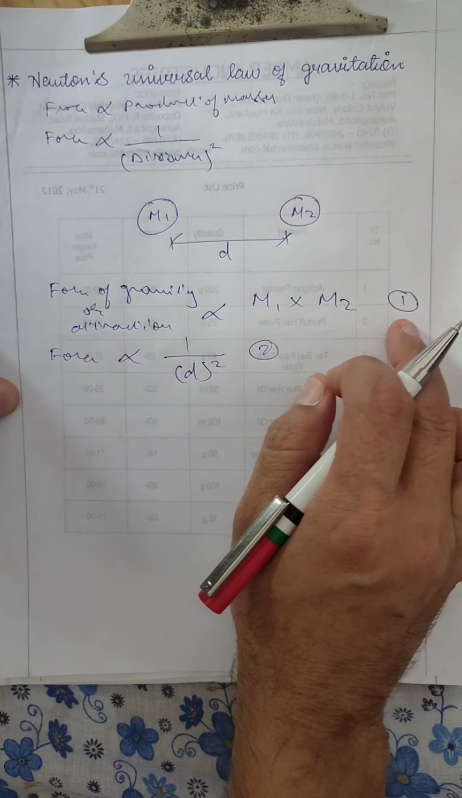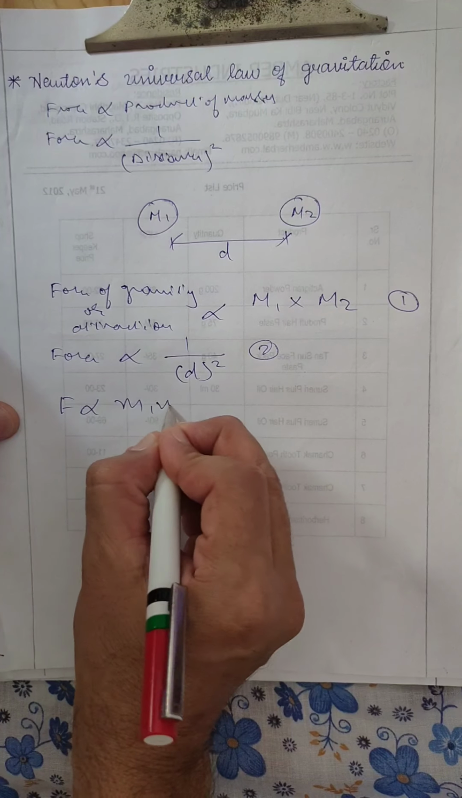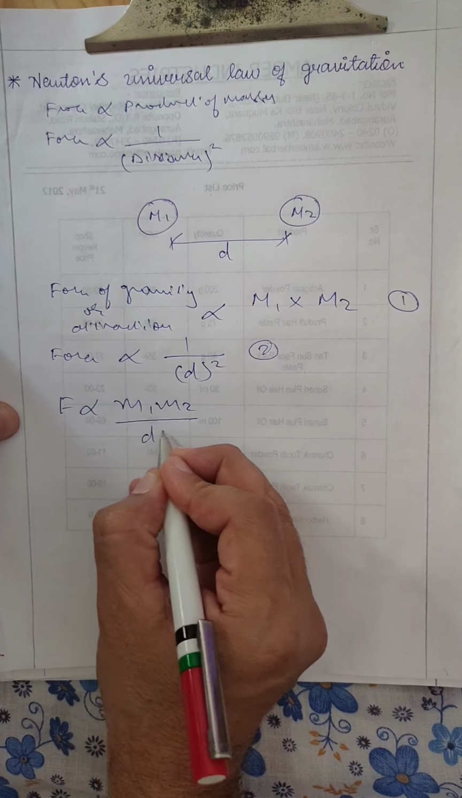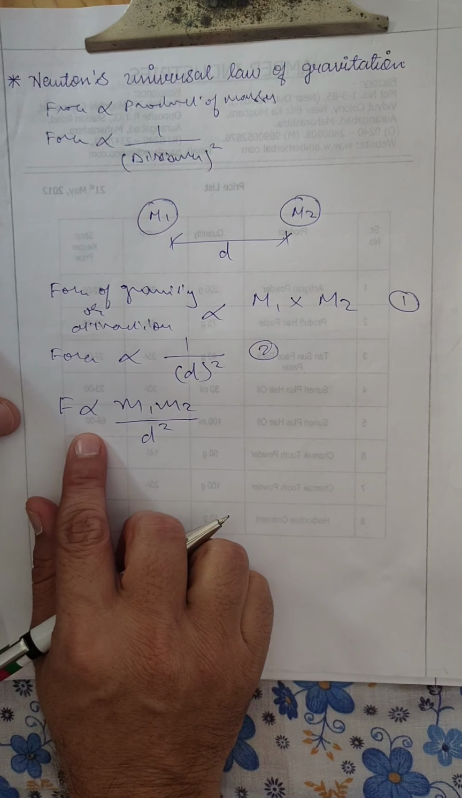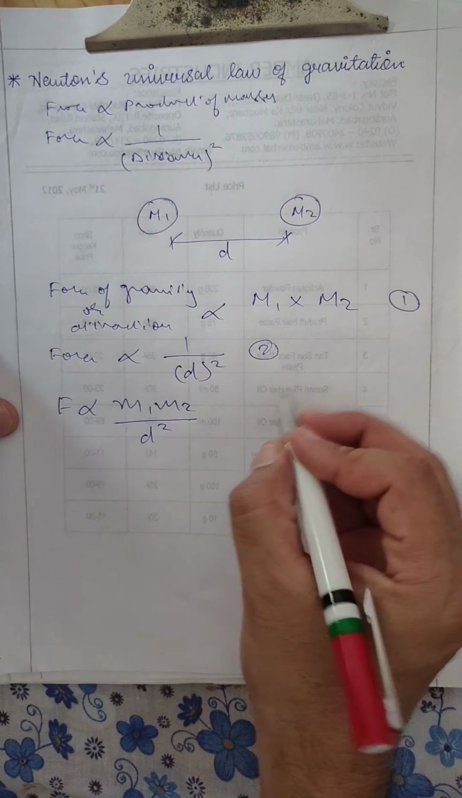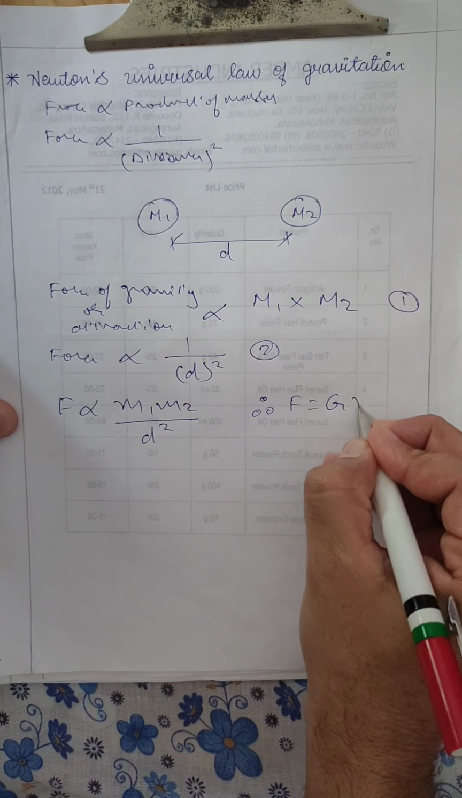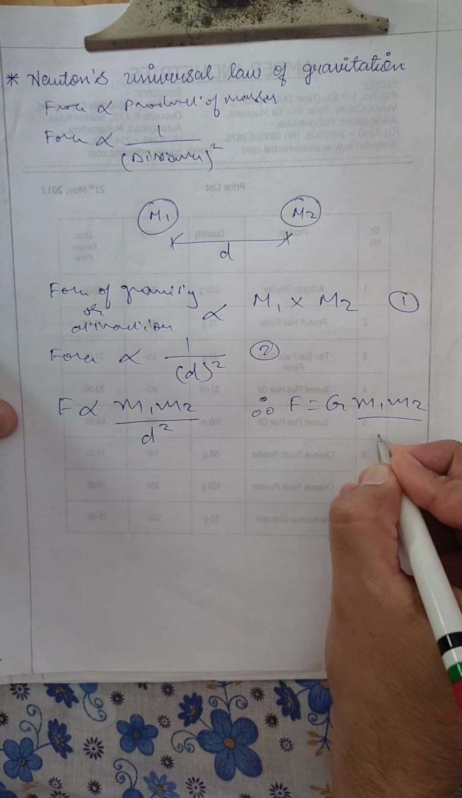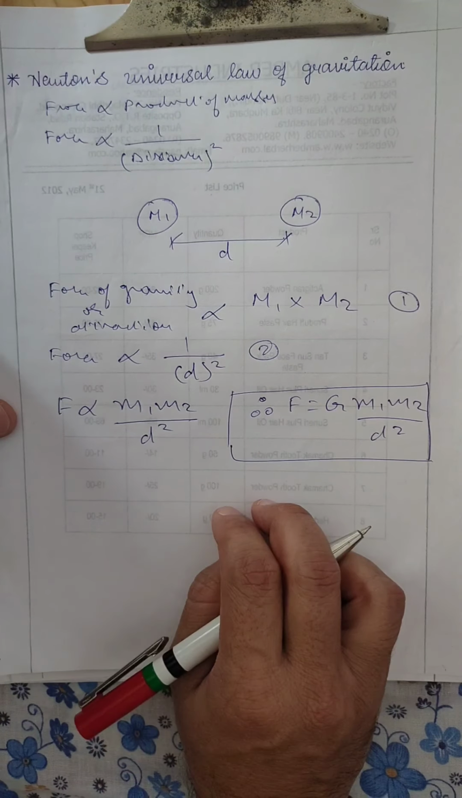If we combine these two equations, we can say force is directly proportional to m1 m2 upon d square. But as we know, if we want to remove the proportionality sign, we have to put a constant. Therefore, we can say F is equal to capital G m1 m2 upon d square. This is Newton's law.